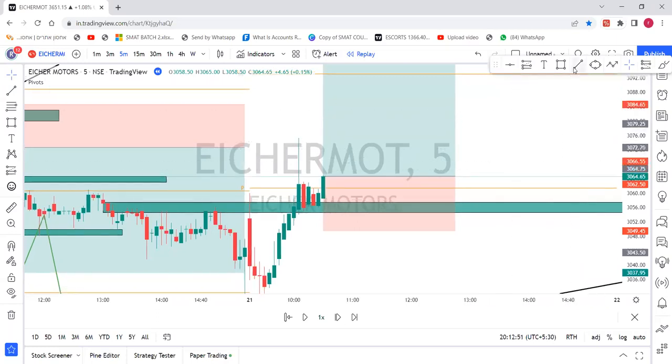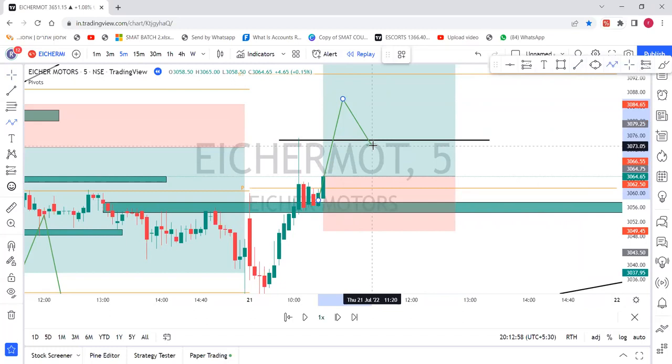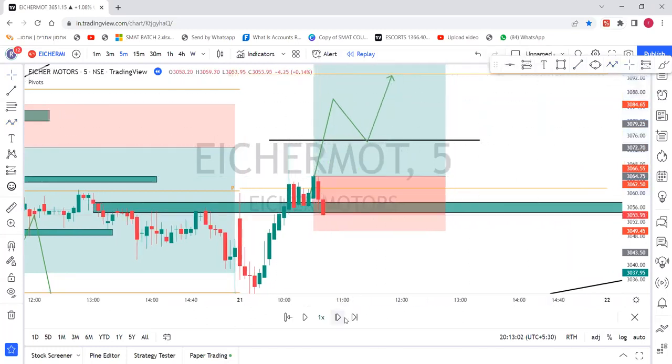Now what will be the probabilities that it has to cross this level? Then only we will decide what we have to do. Once it is crossing this level, maybe it will go up to here, and then this will be the movement. Okay, so let's have a look on this.